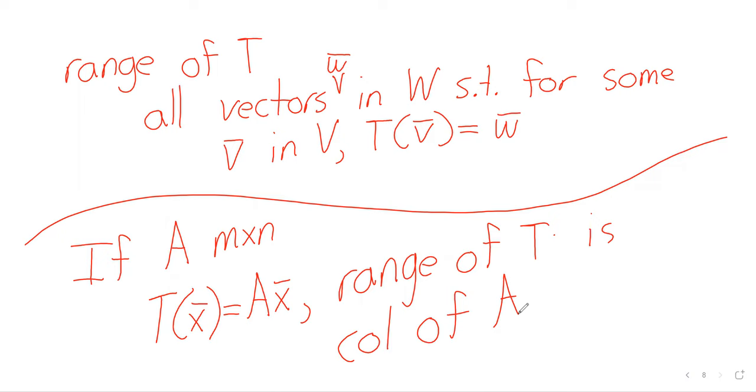Let's try that again. Remember that every linear transformation from Rn to Rm can be written like this. You apply the transformation to e sub one, e sub two, up to e sub n. You make that a matrix, and the linear transformation can be written T of x equals Ax. So every linear transformation from Rn to Rm has a range, because every linear transformation, period, has a range. And it makes sense to ask about the column space of A, and they're the same thing. The column space of the matrix is the range.